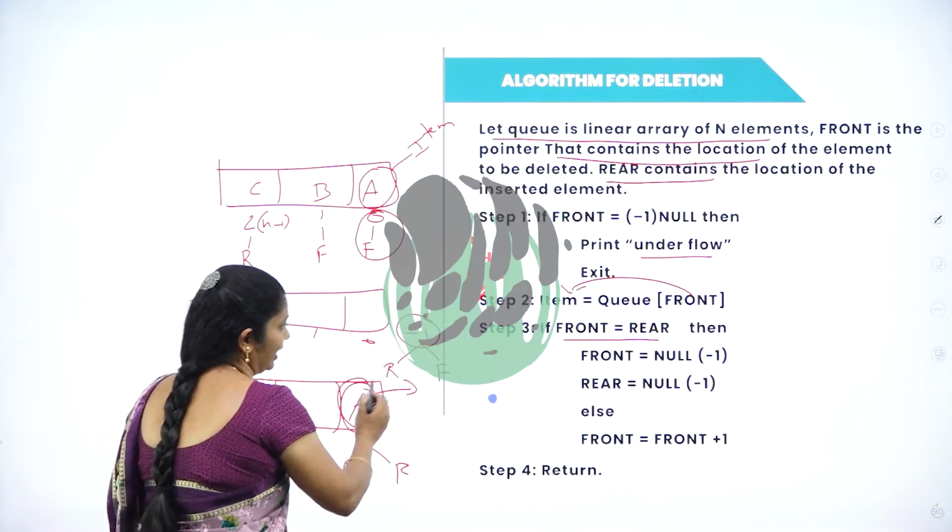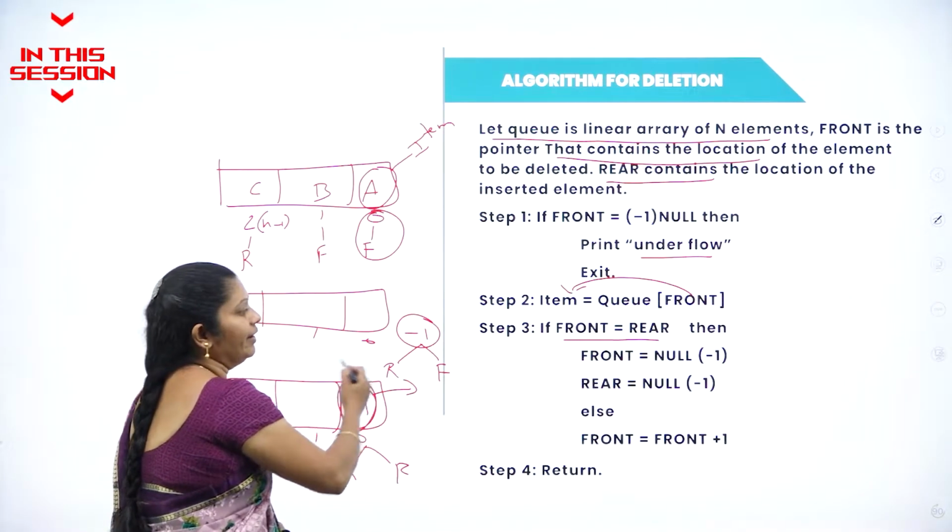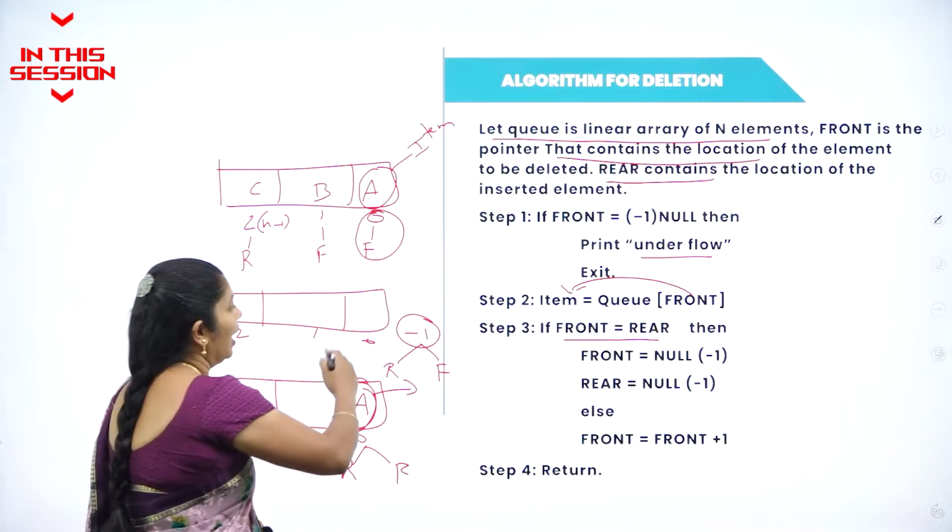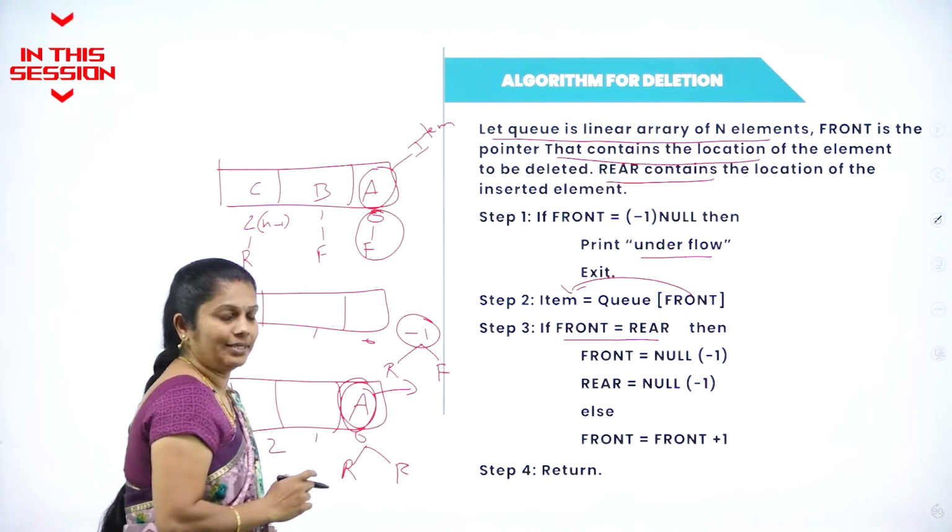After removing this item, front is also -1, rear is also -1. Otherwise, only the front has to increase.